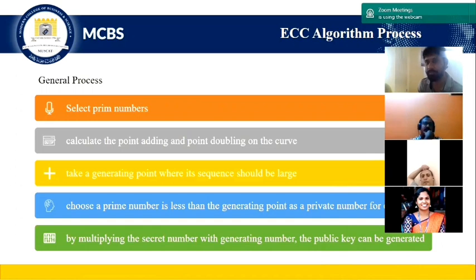each entity. For example, you have two entities, Alice and Bob. We will take one for each of the entities. And by multiplying the secret number with the generating number, we can generate the public key. As an example, we will move to the next slide and there will be an example of how to use the ECC.